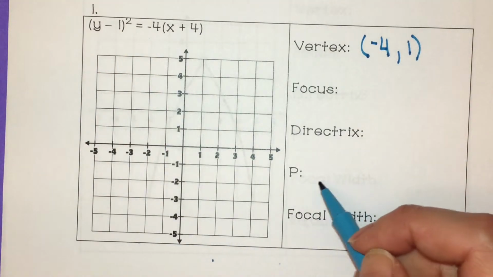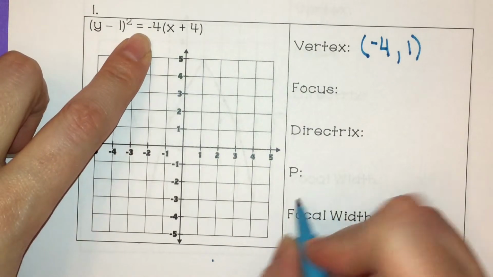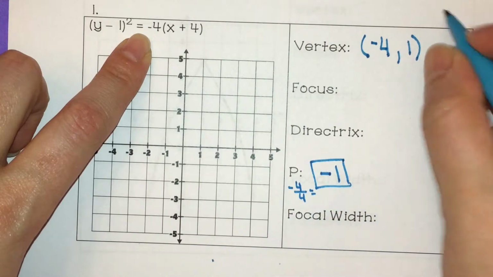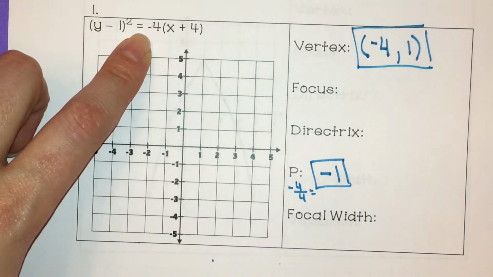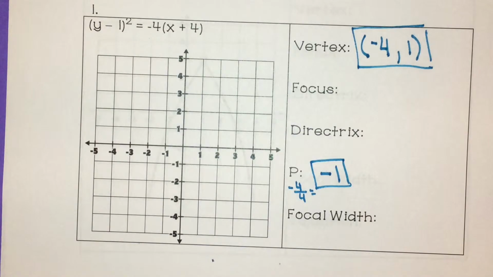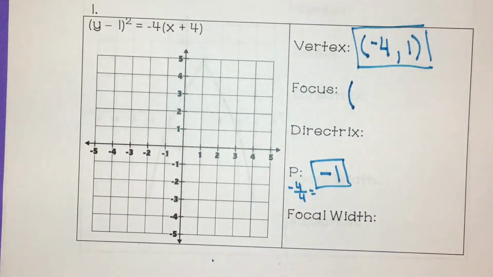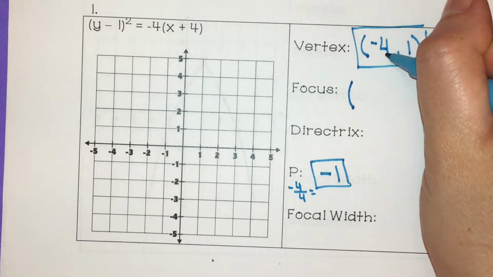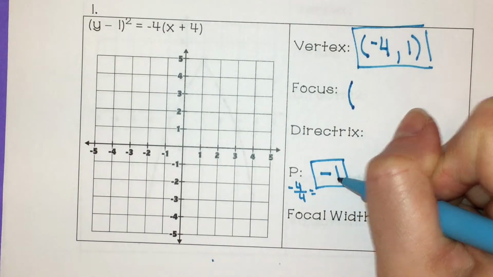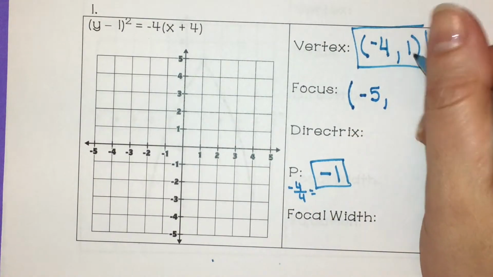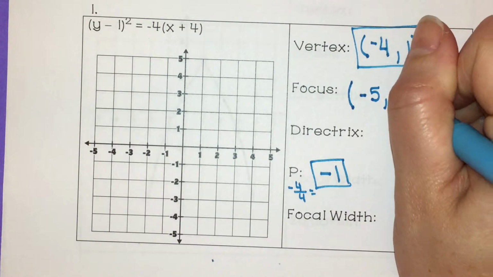All right, next thing I'm going to find is p. Well, negative 4 divided by 4 gives us negative 1. Okay, so you can always go back to how to identify the key features if you need to. So for the focus, it is negative 4 plus negative 1, which is negative 5. Okay, and then the y coordinate stays the same.